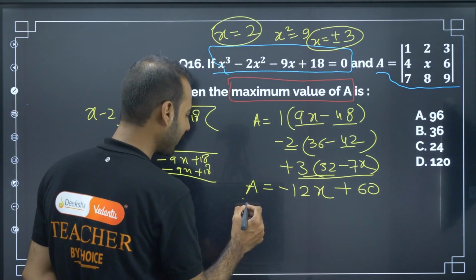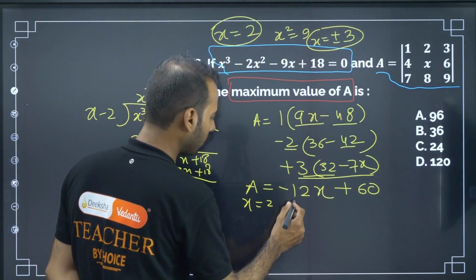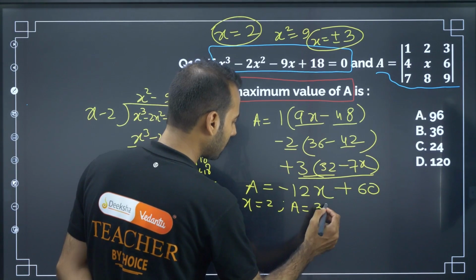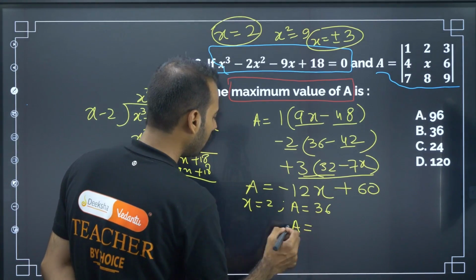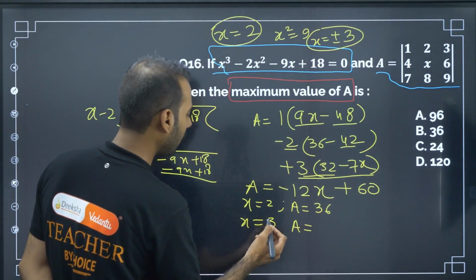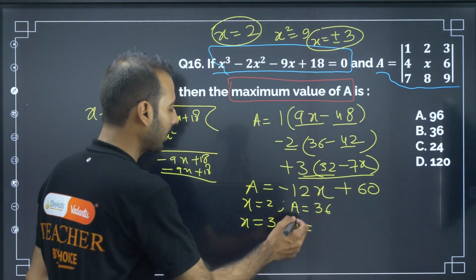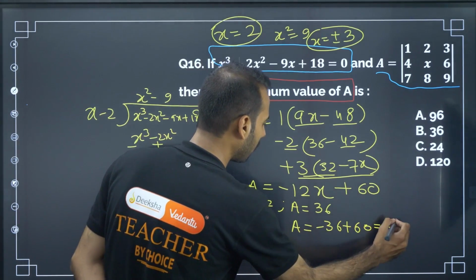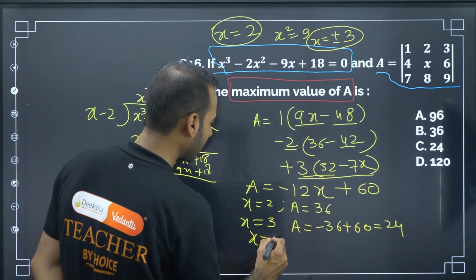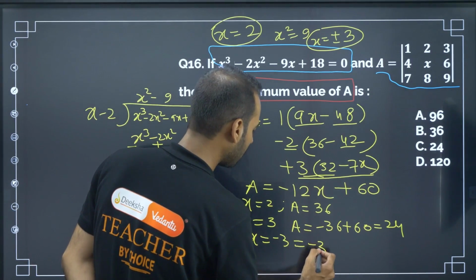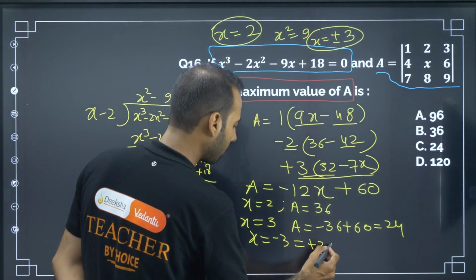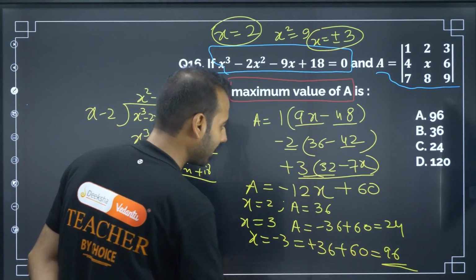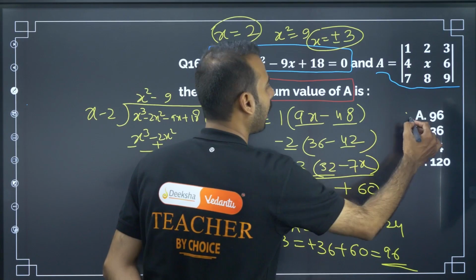If I keep x is equal to 2, I will get A is equal to 60 minus 24, which is 36. If I keep x is equal to 3, A is equal to minus 36 plus 60, which is 24. Next, x is equal to minus 3: plus 36 plus 60 is equal to 96. So the maximum value of A is 96.